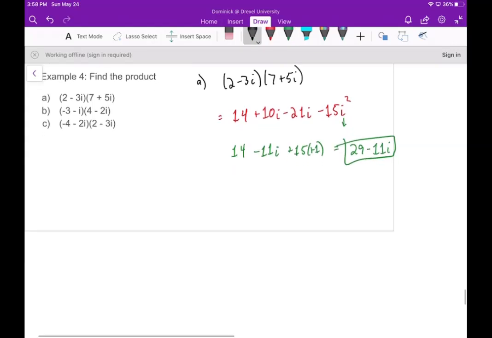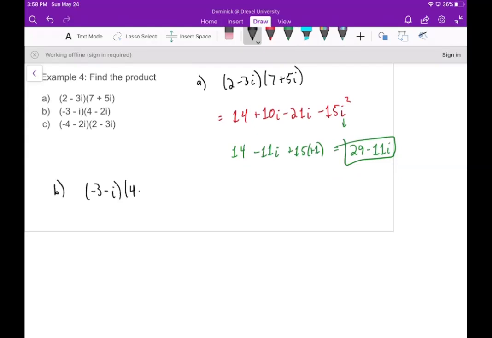Okay, and then for part B, we have a negative 3 minus i times a 4 minus 2i. So we get a negative 12 plus 6i minus 4i plus 2i squared. So now if we combine, we get a negative 12 plus 2i, and the i squared will make this a minus 2. So we're going to get a minus 14 plus 2i.